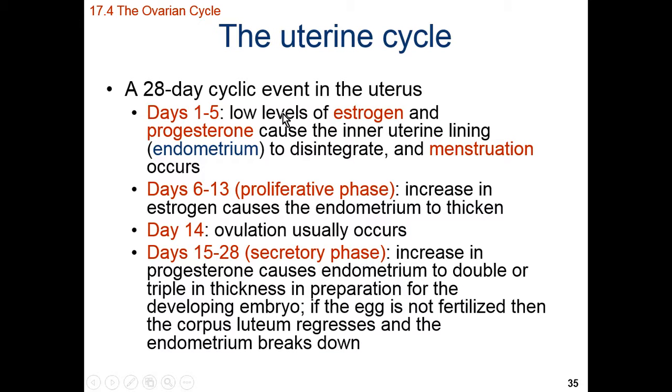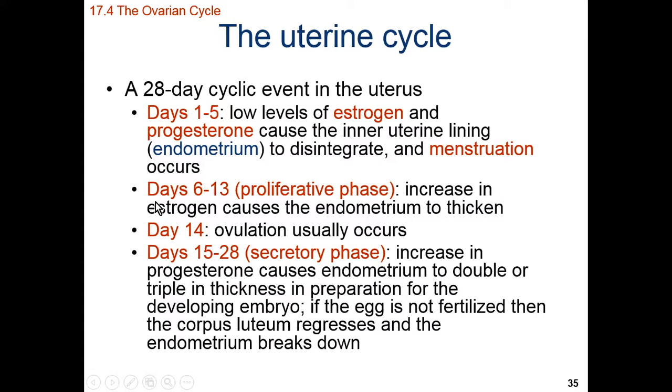This 28-day cycle that occurs in the uterus is known as the uterine cycle. This corresponds to the 28 days of the ovarian cycle. During the beginning of the uterine cycle, days 1 through 5, we have menstruation. There are very low levels of estrogen and progesterone, and these cause the inner lining of the uterus, also known as the endometrium, to slough off or disintegrate.